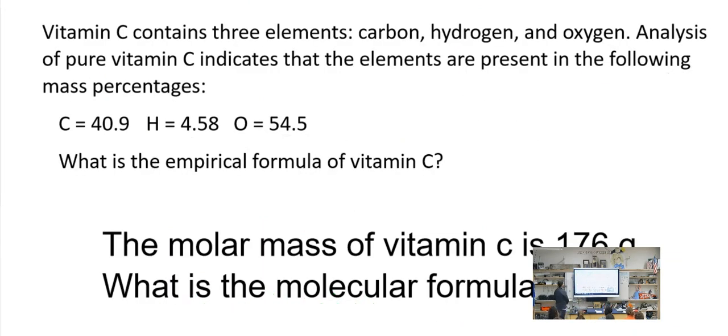All right. Vitamin C contains 3 elements, C, H, and O. There are your numbers. We want the empirical formula, then at the bottom in bold, the molar mass of vitamin C is 176. What is the molecular formula?